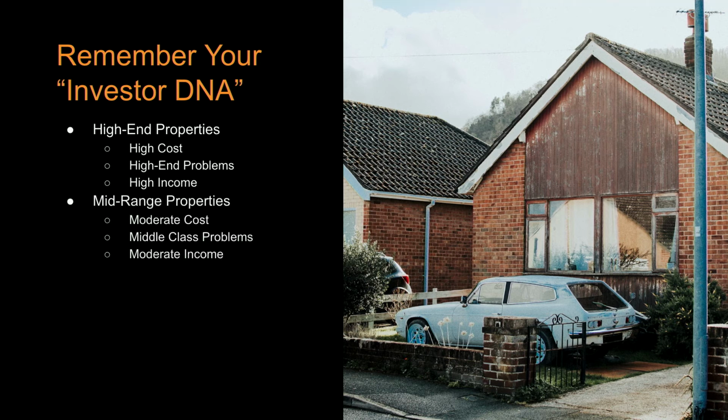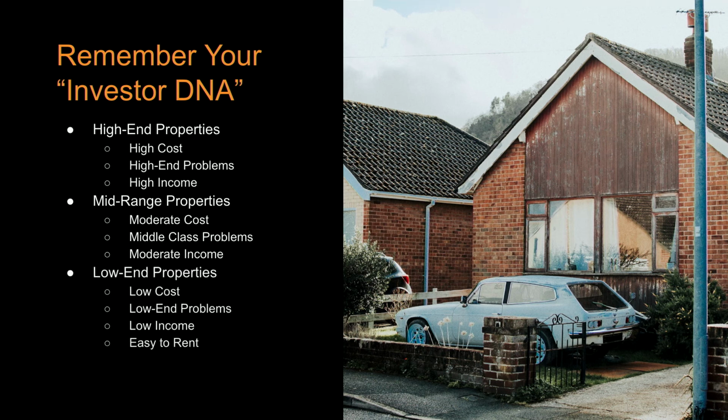Now, there's also mid-range properties. This is your standard middle-class neighborhood. It's going to come with a moderate cost. You're going to have some middle-class problems, and there's moderate income. But the nice thing is because of the lower cost, you can invest in more properties at once with the same amount of money. You may decide that you're interested in low-end properties. And with that comes a low-end cost, which means you can spread your capital out and purchase more real estate. But with that low-end cost comes all those low-end problems. Usually you're renting to low-income individuals that tend to distress your properties a little bit more. However, on the flip side, they are easier to rent.